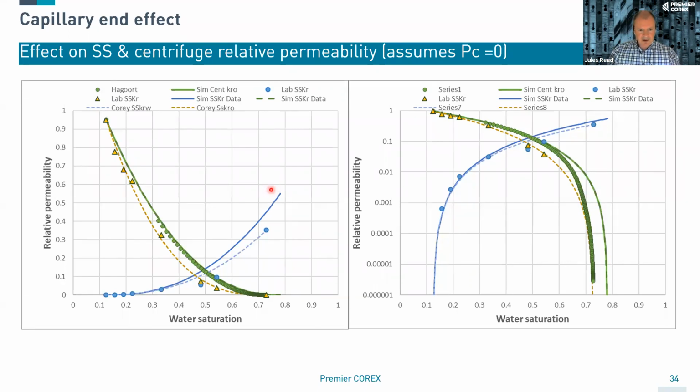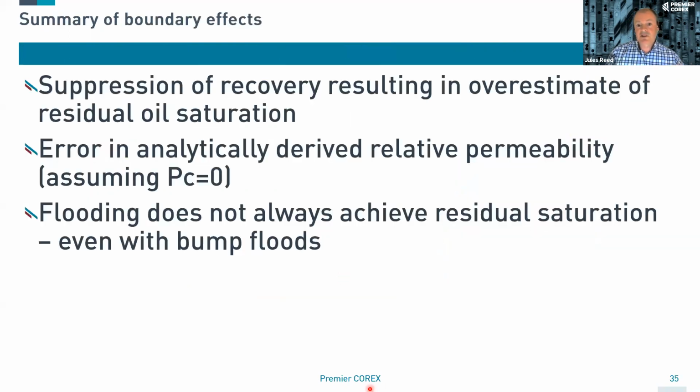So that earlier graph where I was showing the U-shaped curve of wettability, and the upturn at oil wetting in residuals, that's largely because it was done by core flooding without any consideration of correction for capillary end effects. That has the impact of suppressing recovery. It gives errors in the derived relative permeability and means that we don't always achieve the residual saturations.